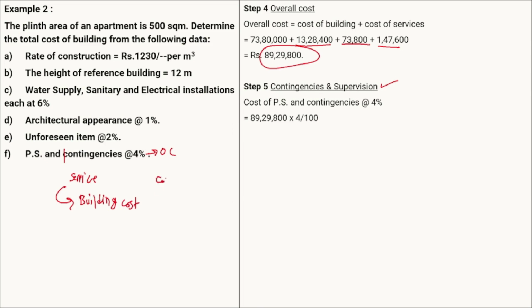And if it is a contingencies or supervision, in that case it should be taken on the overall cost. So here it is contingencies, therefore we are taking the contingencies 4% on the overall cost, that is 8929800. This is your overall cost. If it is our services, we are going to take it as a building cost. So again step 5 will be completed.